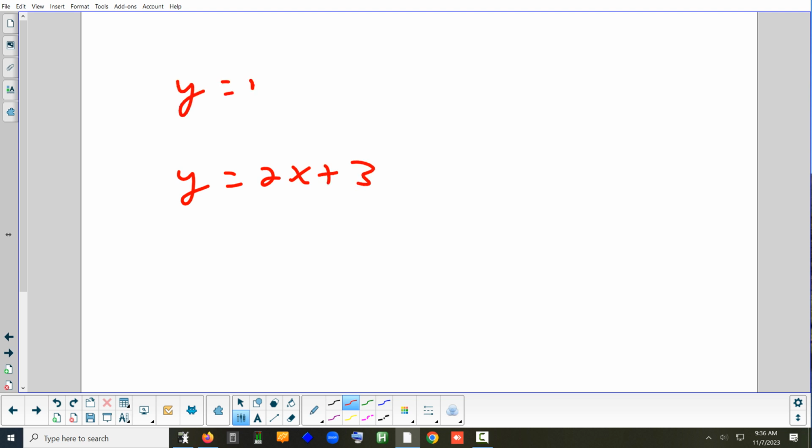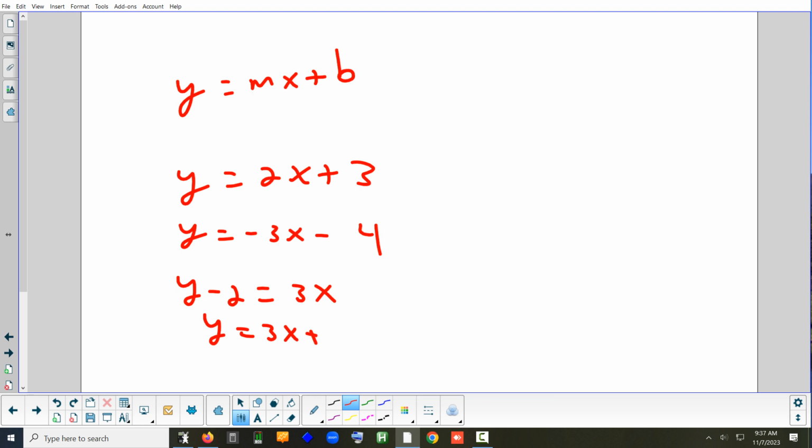does that fit this pattern, the one I just wrote right there? Yes, it does. How about this one? Yes. I just made m negative 3 and I made b negative 4. How about this one? Does it fit the pattern the way it's written? No. Could we fix it so it does look like that? Yes. What could we do on both sides? Plus 2. We could plus 2 on both sides. And now it looks exactly like it.